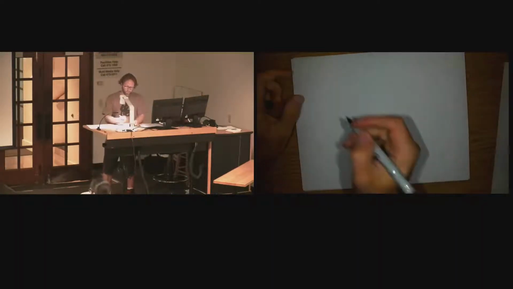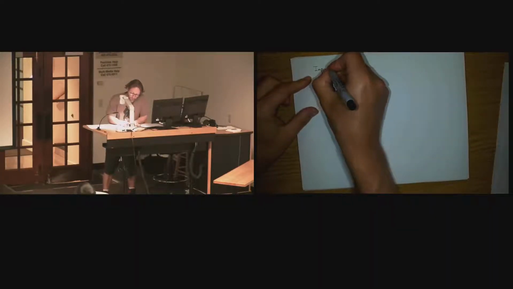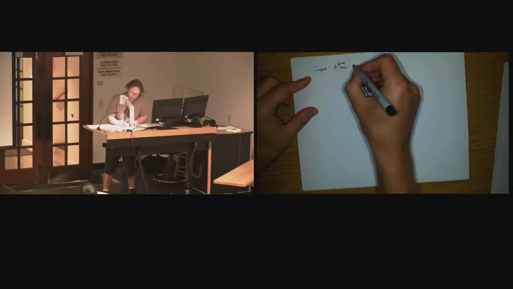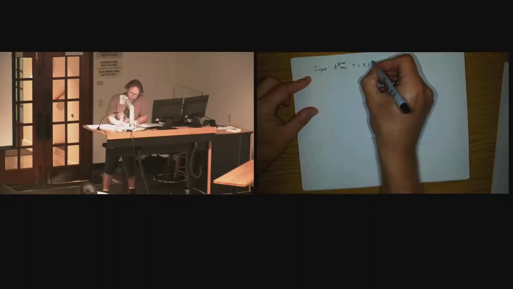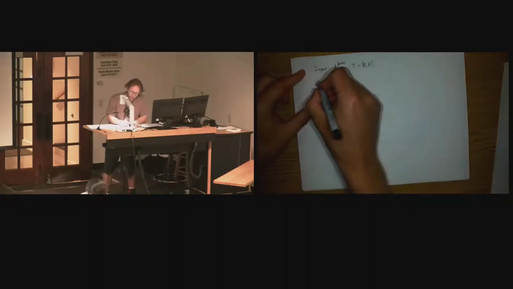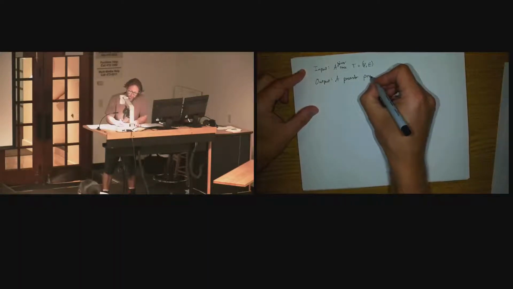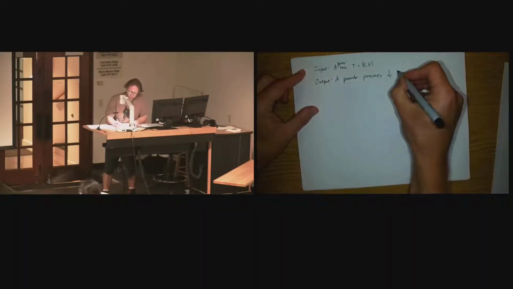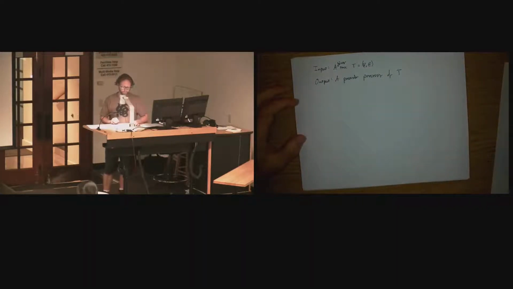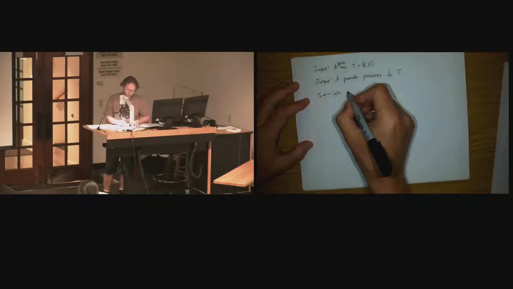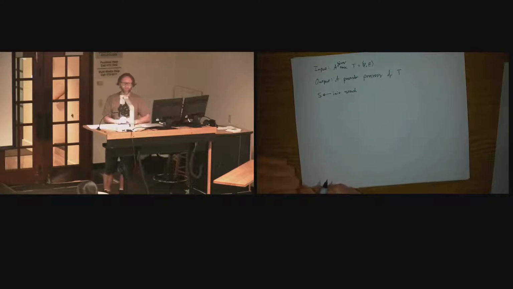Here's the algorithm. So my input is going to be a tree, a binary tree, T equals V comma E. Right? And my output is going to be a preorder processing of T. Okay? So I need a stack. I'll just call it S. Here's an init stack. All right. Initialize an empty stack. Okay? That's going to hold a bunch of tree nodes.